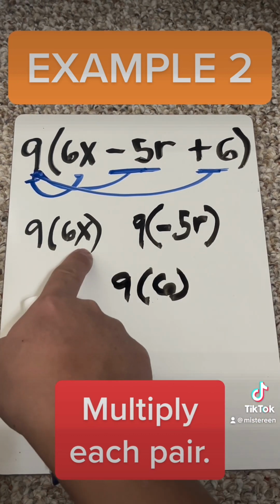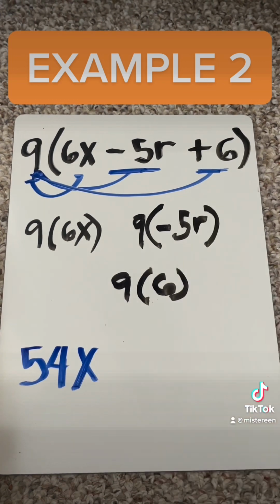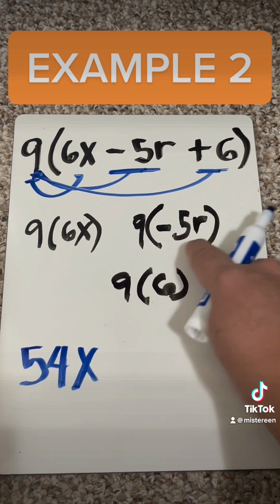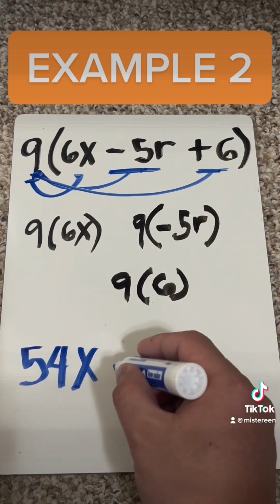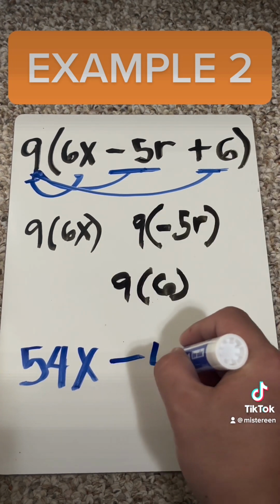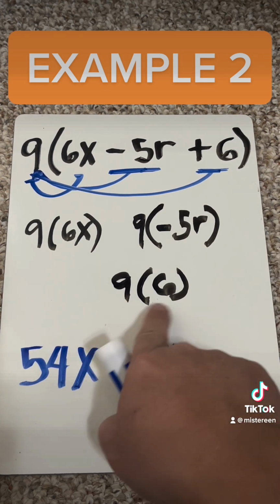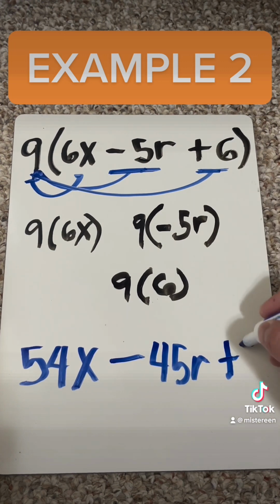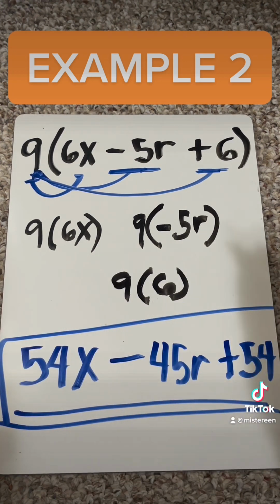So 9 times 6x is just 54x. That's a 54x. And then the next partner will be 9 times negative 5r. 9 times negative 5 is negative 45. You just need to attach it here. That's negative 45r. Okay, and then the last pair will be 9 times 6, which is a positive 54. So you should have a plus 54. Right. You have to write the answer in one line. So this is now the result after distribution.